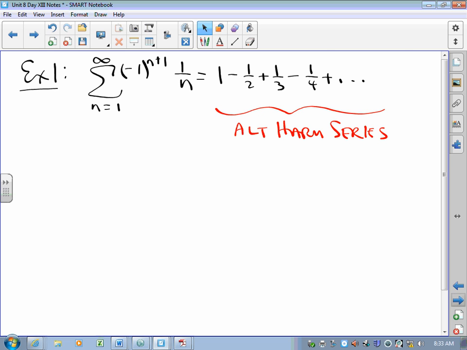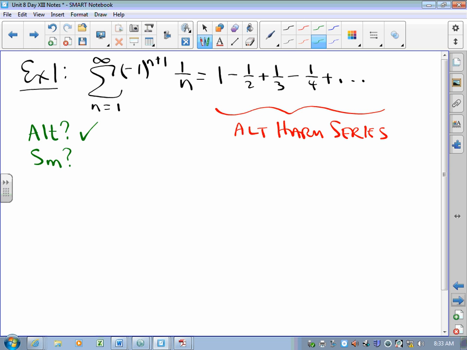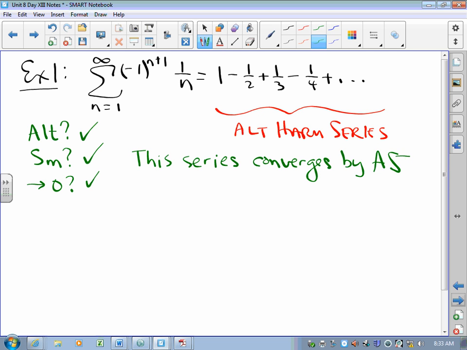Do I know that this thing converges? Well, I'll ask myself, do the terms actually alternate? Well, 1 over n is always positive, and we've got the plus minus thing going. Check. Do the terms get smaller and smaller? Well, 1 over n is a decreasing function of n. Yes. Do the terms get closer and closer to 0? Well, as n gets large, what is happening to 1 over n? Yes. This series converges by the alternating series test. We knew that because of the alternating series test.